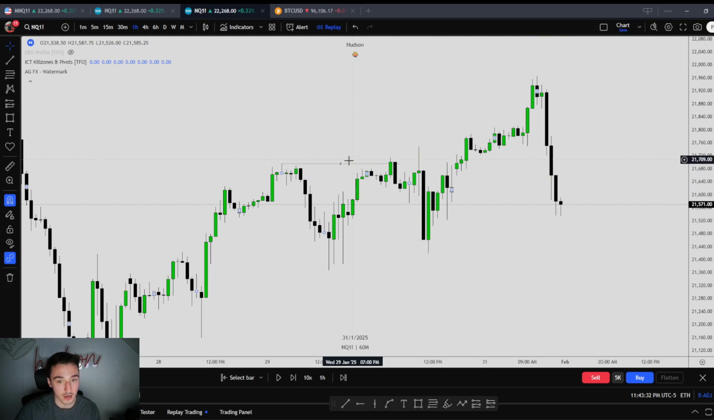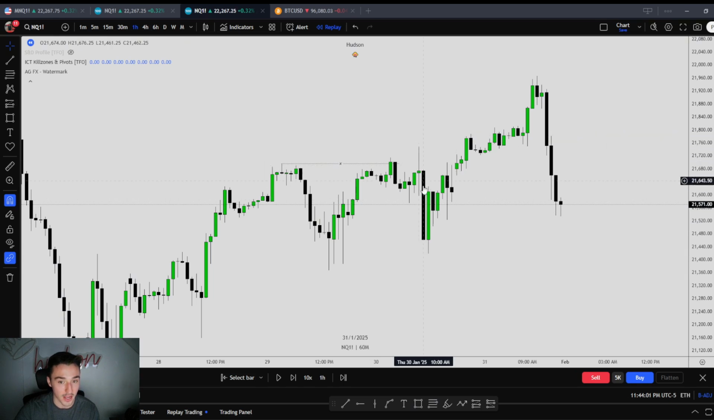9 a.m. opens up, takes out the 3 a.m. high, displacement lower, comes back into the range, and we didn't run the high of day during the same session. But you can pretty much guarantee a seek and destroy day if we have delivered from a key level from both sides, and then 9 a.m. opens up and takes out the overnight high. And that's pretty much what happened here.